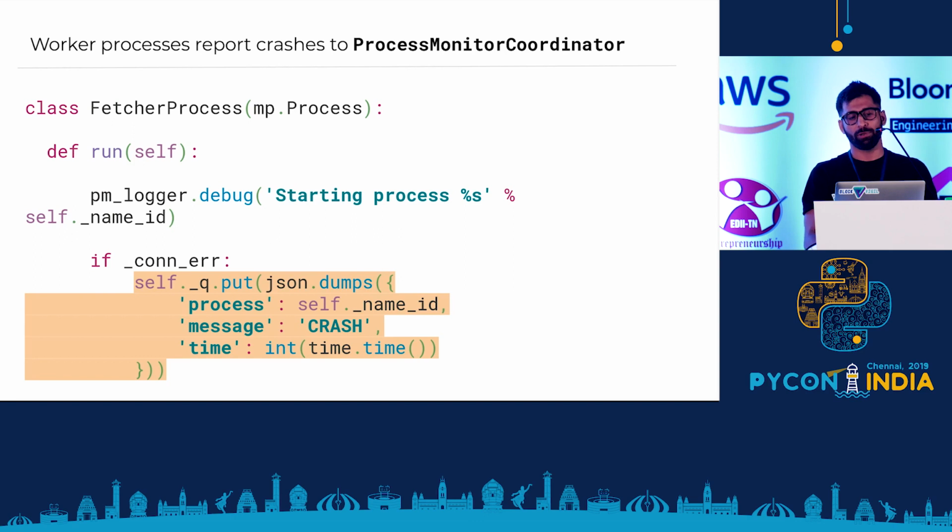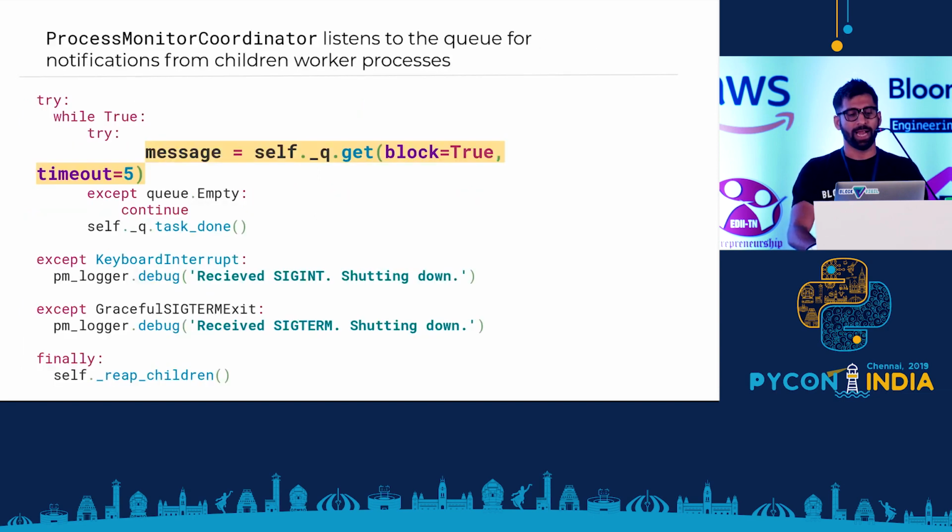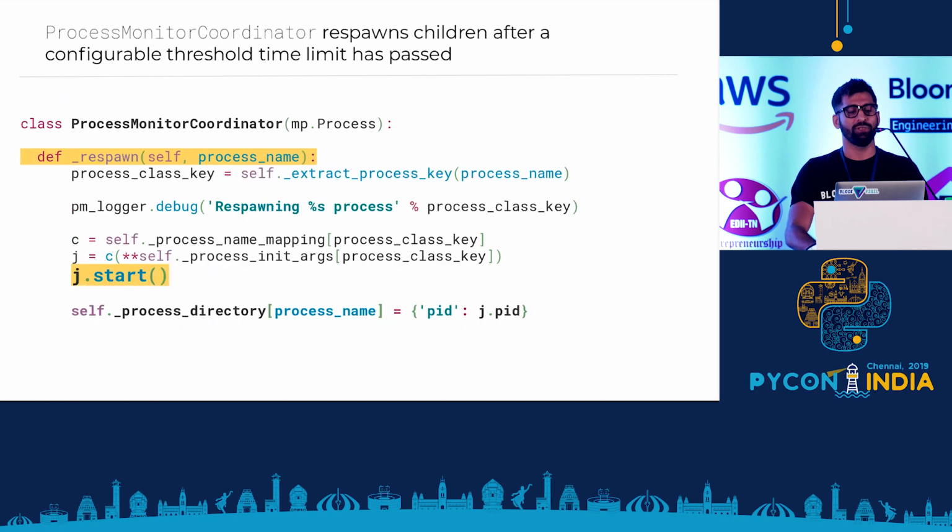This is my child process, called a fetcher process. If there is some error, I put this in the queue with which process it is, what is the message, timestamp, stateful information basically. While my process coordinator keeps listening. This is a very simple blocking listen. It's okay, it's running as a process in its own right. There is no async IO necessary for this. So as I keep listening to it, I'll be handling this message. If the queue is empty, continue along your way.